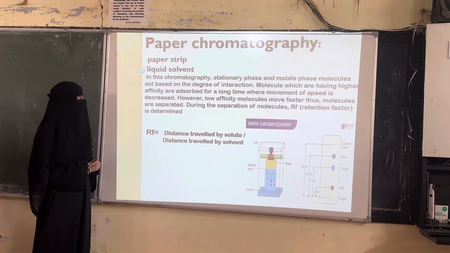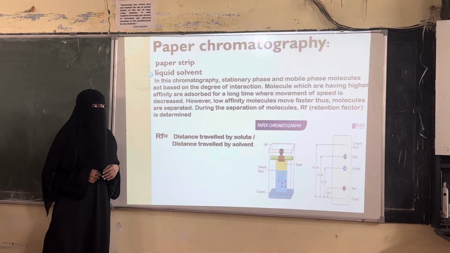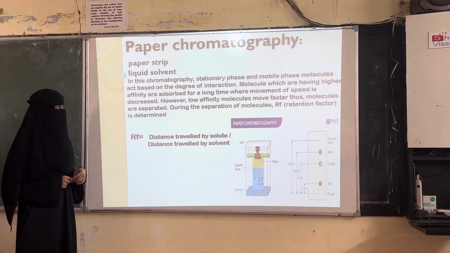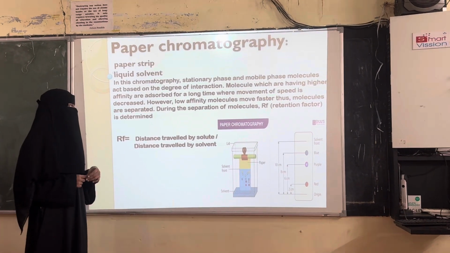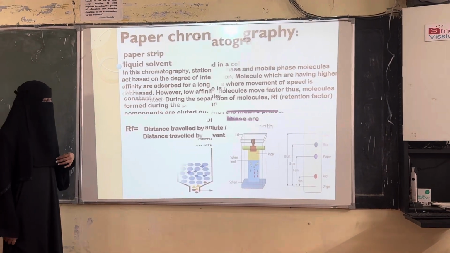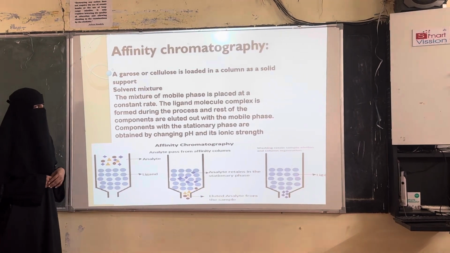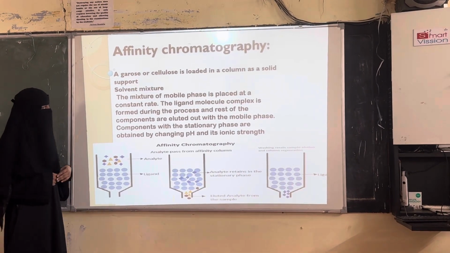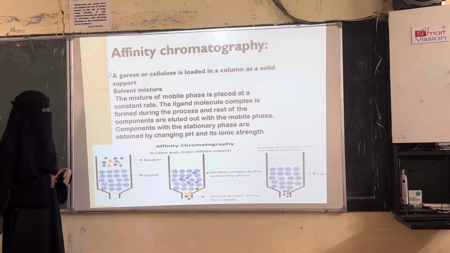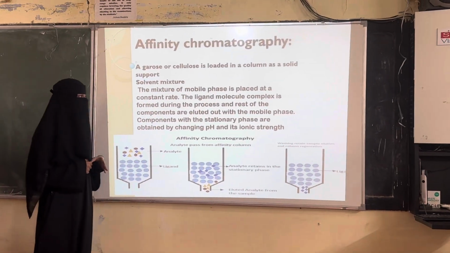Paper chromatography. In this chromatography, stationary phase and mobile phase molecules act based on the degree of interaction. Molecules which have a high affinity are adsorbed for a long time, so their speed of movement is decreased. During the separation of molecules, the Rf retention factor is determined. Affinity chromatography: agarose or cellulose is loaded in a column as a solid. The mixture in the mobile phase is passed at a constant rate. A ligand-molecule complex is formed during the process and the rest of the components are eluted out with the mobile phase.